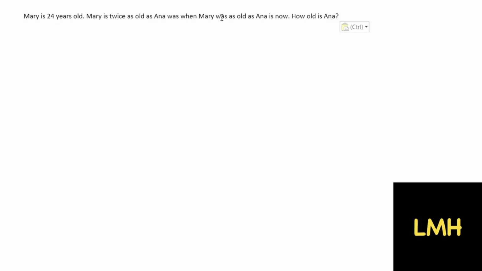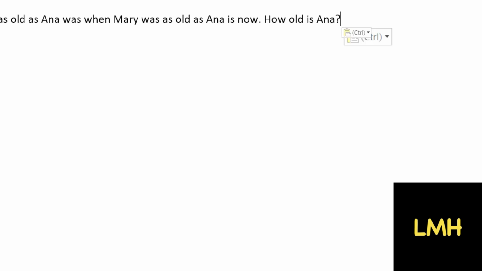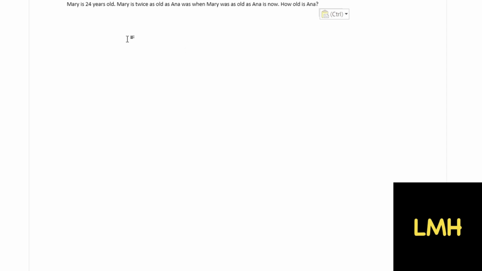And what is an age problem? Age word problems typically involve comparing two people's ages at different points in time, i.e. at present, in the past, or in the future. By this problem, how old is Anna?